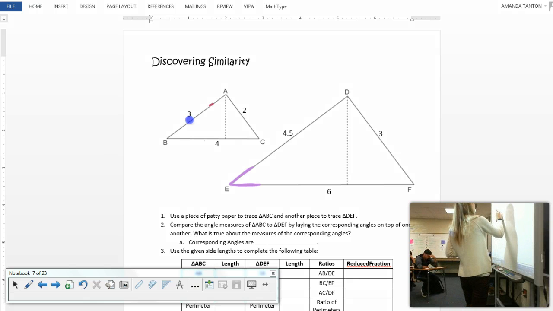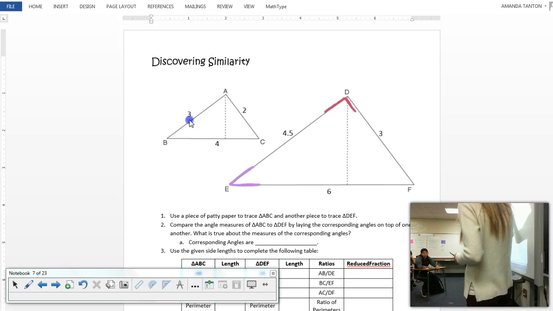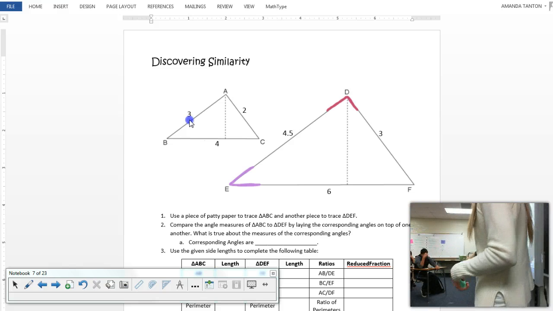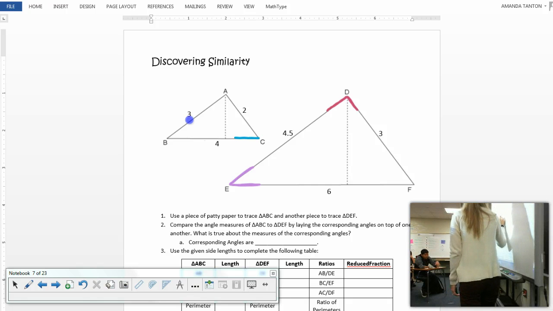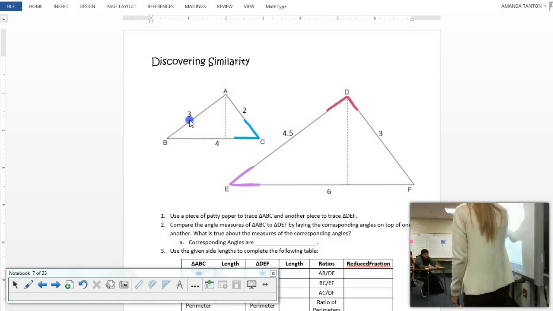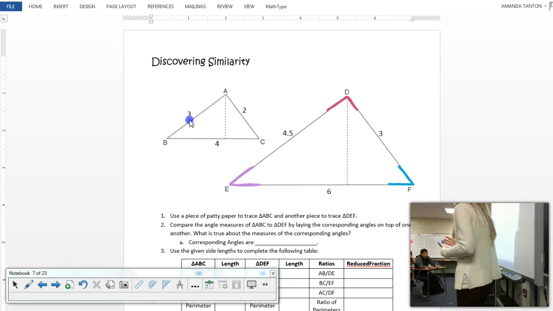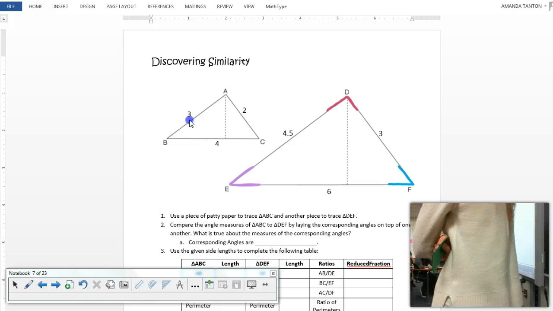Let's try angle A. Angle A. I'm going to trace it. Move it over right here. Do you see that? It's also equal. If two angles of a triangle are equal, what's true about the third one? Has to be equal because the angles have to add up to 180. Angle C, angle F. So just because triangle DEF was larger, did that make its angles larger? No, not at all.